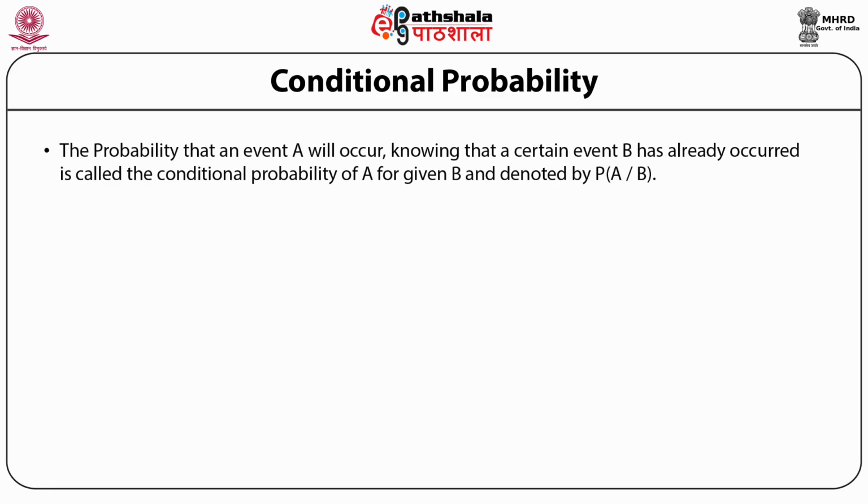The probability that an event A will occur, knowing that a certain event B has already occurred, is called the conditional probability of A given B and is denoted by P(A|B). This is probability of A intersection B divided by probability of B. And the probability of B when A has already occurred is denoted as probability of A intersection B divided by probability of A.